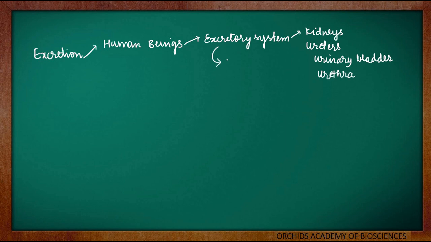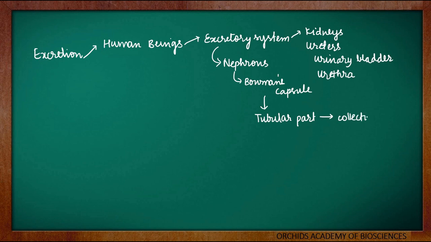Then in the excretory system of human beings, we studied about the filtration units which are present in them called as the nephrons. Then we also saw the structure of nephrons, which starts from the Bowman's capsule, then into the tubular part, and finally the urine is collected in the collecting duct. So that is what we have studied in the excretion in human beings.